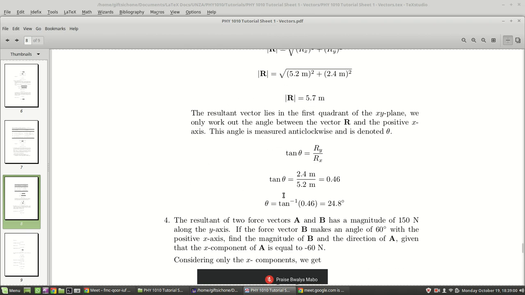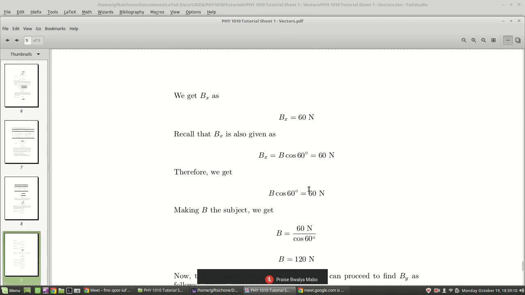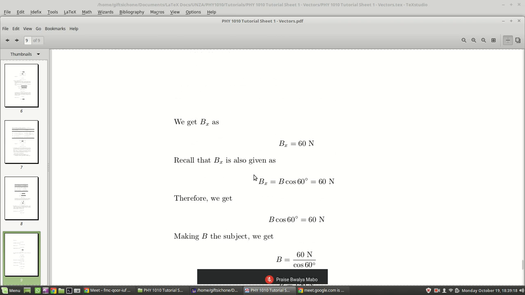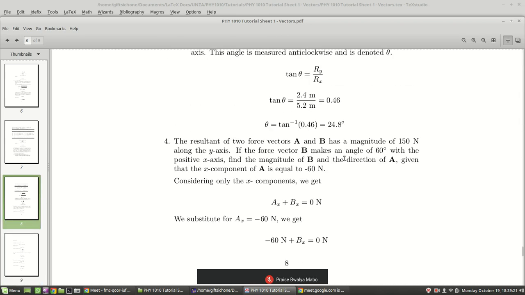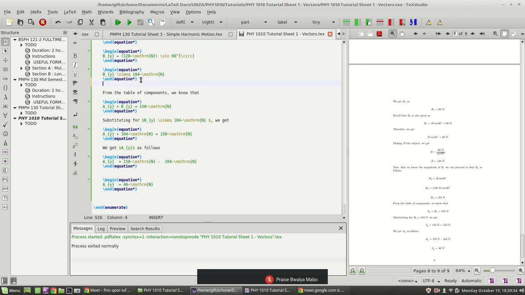So if you go back and look at what the question is telling us, they're saying, find the magnitude of B. We have already done this, right? B we have found to be 120 newtons. That's the magnitude of B. Then they asked us to find the direction of A, so we need to find the angle A makes with the positive x-axis.